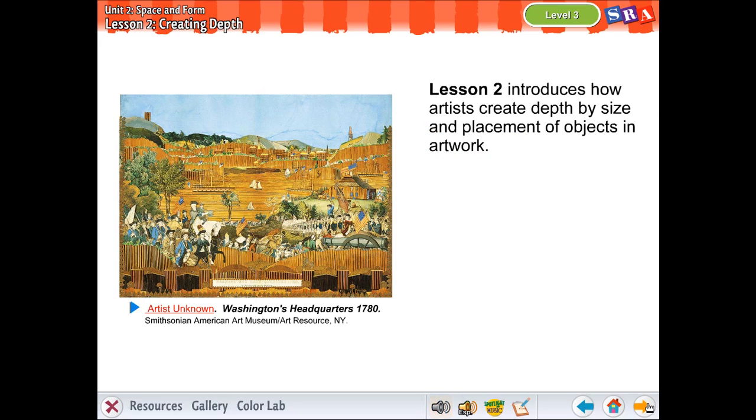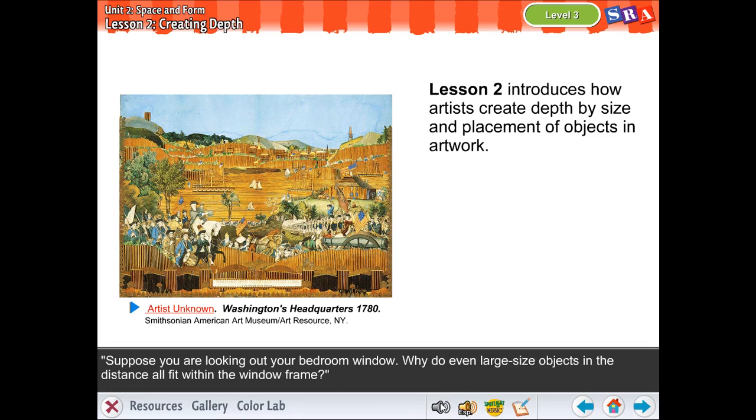Lesson 2 introduces how artists create depth by size and placement of objects in artwork. Suppose you were looking out your bedroom window. Why do even large size objects in the distance all fit within the window frame?